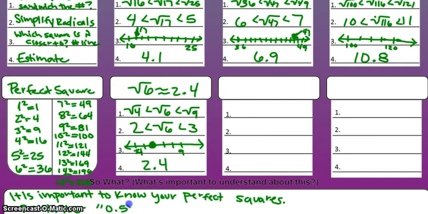.5 or 5/10, that's half. Okay, so if a number is over halfway to a certain number, then it's going to be over 0.5. If it's less, then it should be under 0.5.